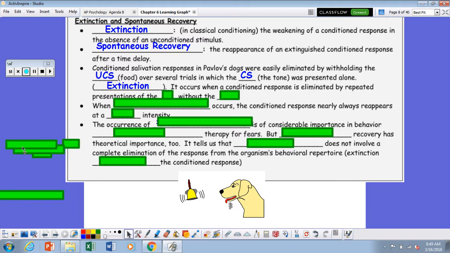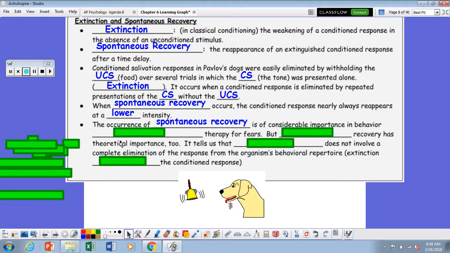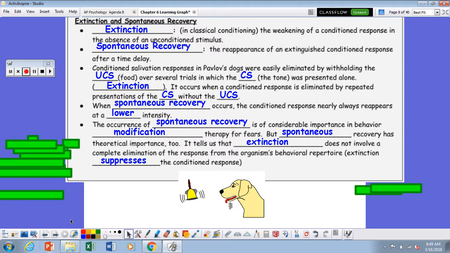Extinction would occur, and this occurs when the conditioned response is eliminated by repeated presentations of the conditioned stimulus without the unconditioned stimulus. When spontaneous recovery occurs, the conditioned response nearly always reappears at a lower intensity. The occurrence of spontaneous recovery is of considerable importance in behavior modification therapies for fear. But spontaneous recovery has a theoretical importance too. It tells us that extinction does not involve a complete elimination of the response from the organism's behavioral repertoire, but rather that extinction suppresses the conditioned response.